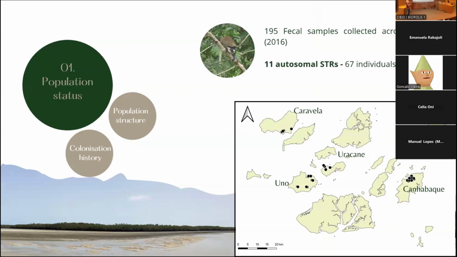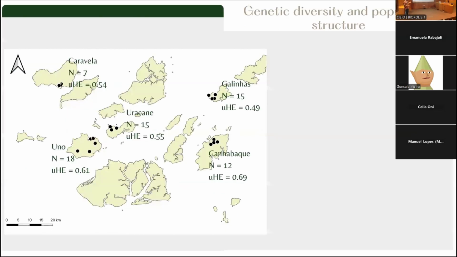So for the first part on population structure, of the spot-nosed monkey, this was done non-invasively, and we got 11 microsatellite loci for 67 individuals. And we used this data set to estimate genetic diversity within the archipelago, population structure, and the colonization history. So genetic diversity was intermediate when compared to other primates, using the same set of microsatellite loci, which is not unexpected.